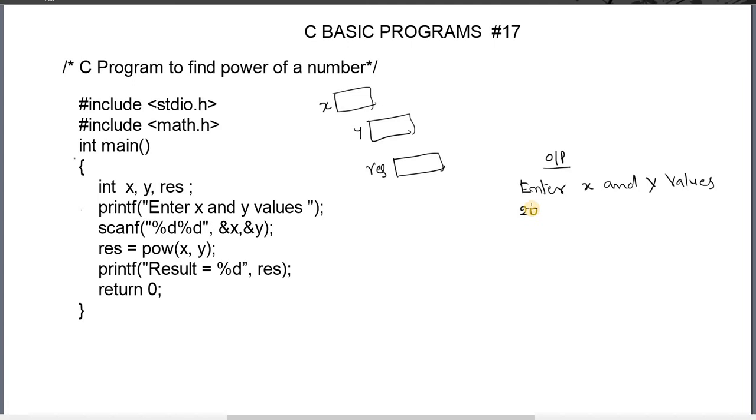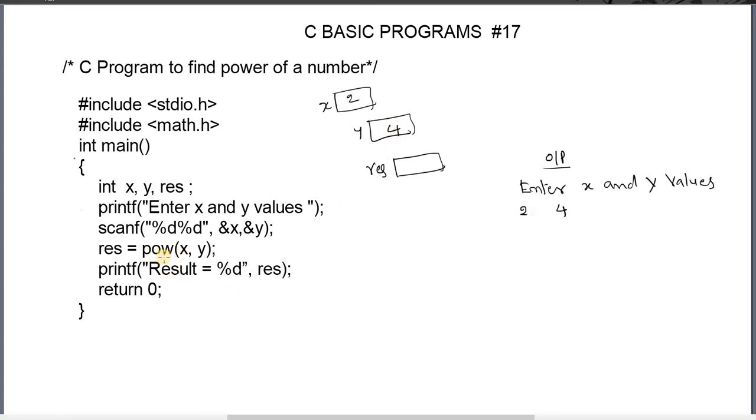To take small values, 2 and 4. Scanf will take these two values and store them in x and y, because we have given the x and y addresses here. Every location has an address. This is the address operator. It will give the address. So x value is 2, y value is 4 now.